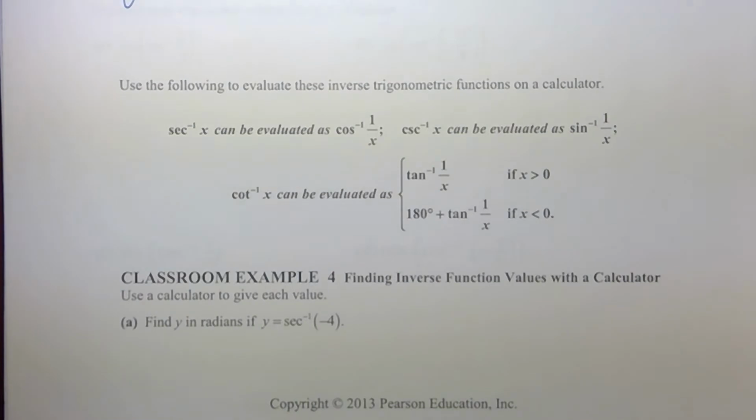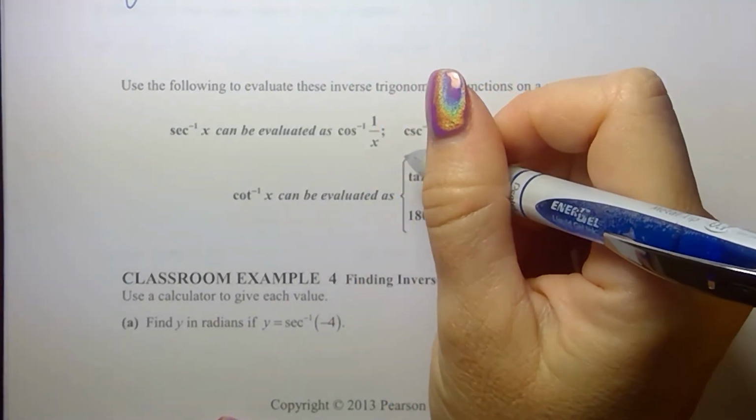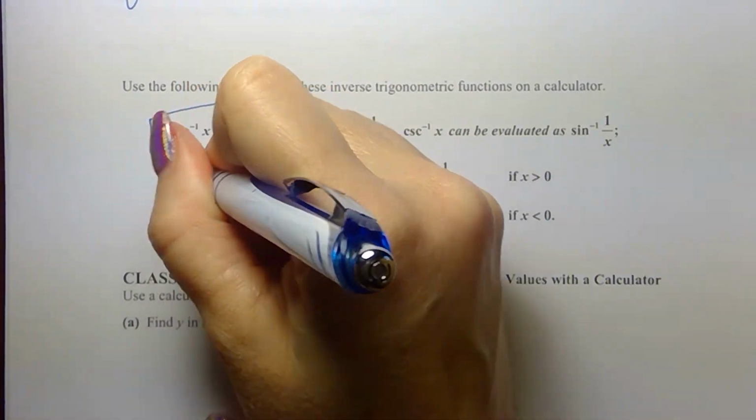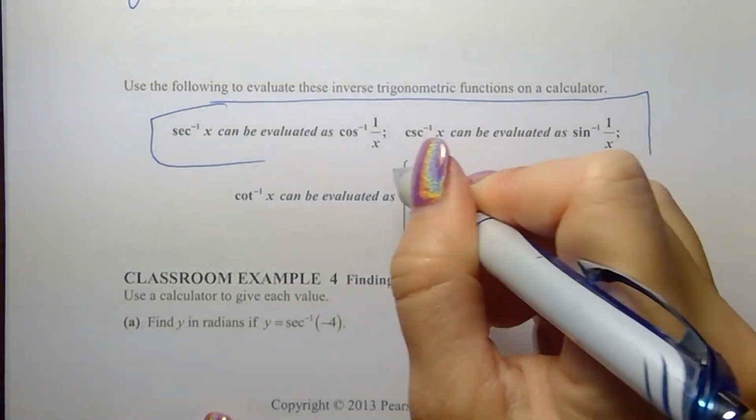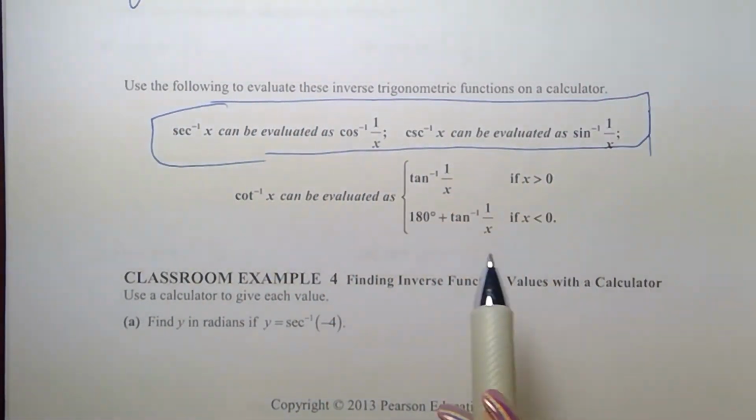All right, guys. Use the following statement to evaluate these inverse trig functions on a calculator. Now, we know if it's an exact value, we're thinking about special angles on our unit circle. If it's not a special angle value, then we have to use our calculator. Secant inverse can be evaluated as cosine inverse of 1 over x. Cosecant inverse can be evaluated as sine inverse of 1 over x. So instead of using x, I use 1 over x if I'm having to use my inverse function button.